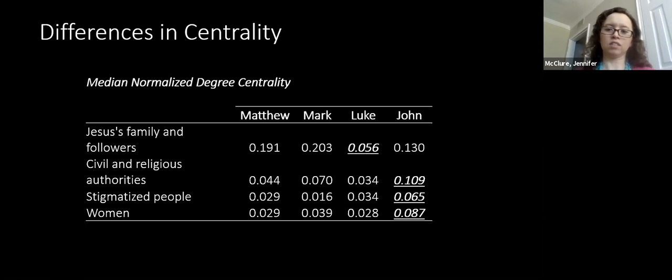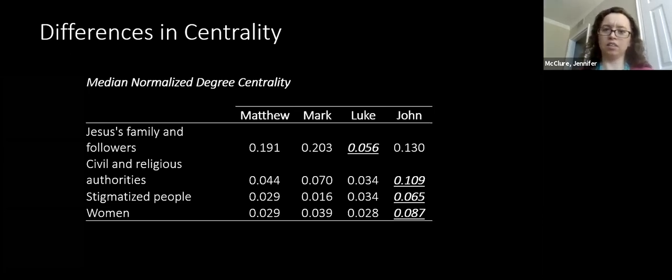And one of the things that I noticed across the Gospels is that these negative connections between authority figures and stigmatized people were much, much more common in John than in the Synoptic Gospels. And these extra connections with the authority figures help to make stigmatized people more central in John.